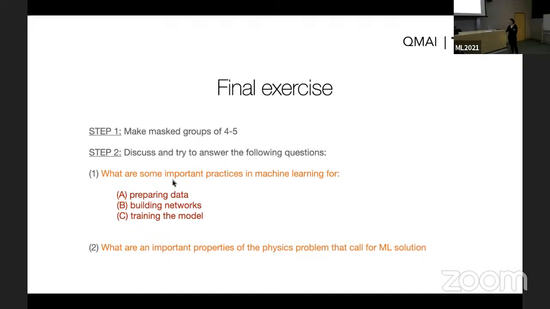Okay, so for the first question, what are some important practices in machine learning for data preparation? Can someone give me an example of a practice that you learned by talking to me for the last 2 days? So I know you're hungry for lunch, but we have to get through this because I need to go home satisfied that I didn't talk into the wall for 6 hours.